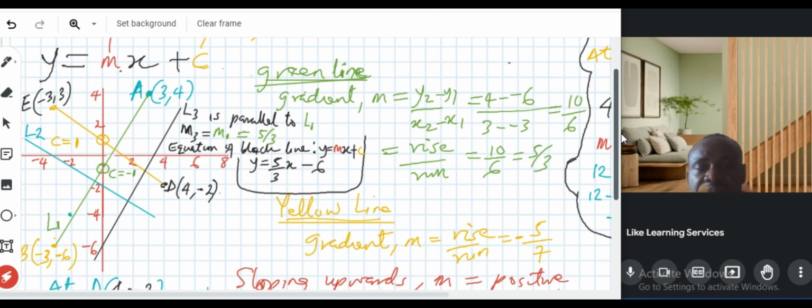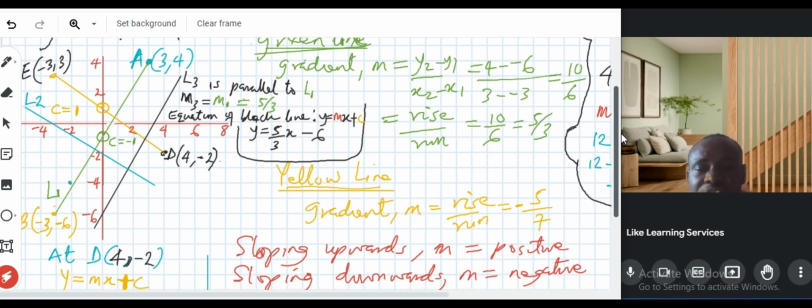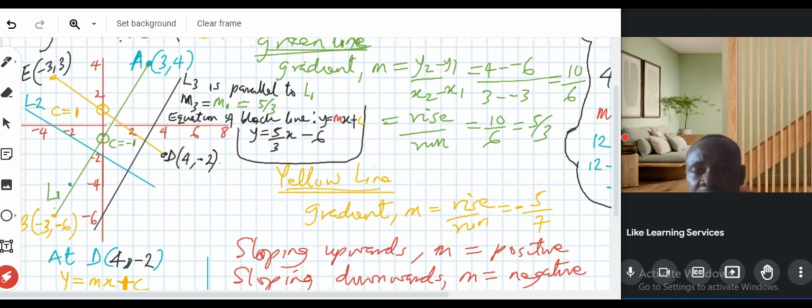Now, if the intercept is not given or not obvious, like for this yellow line, we can use any particular coordinate, either E or D, and its gradient, -5/7, to find that intercept. We can choose any coordinate. Assuming we want to use coordinate D, which is (4, -2).